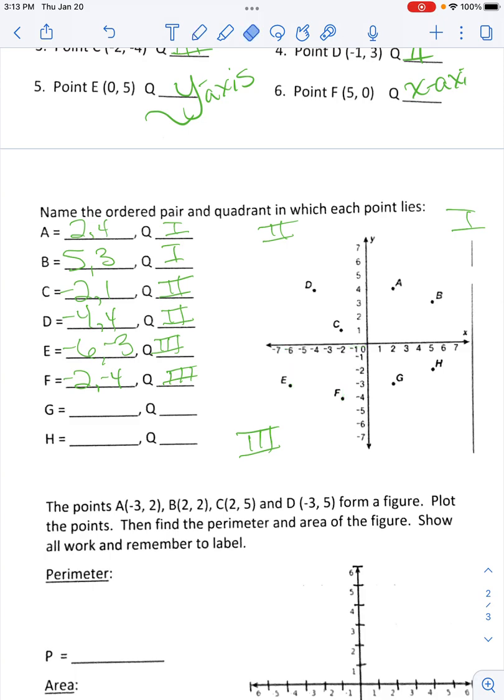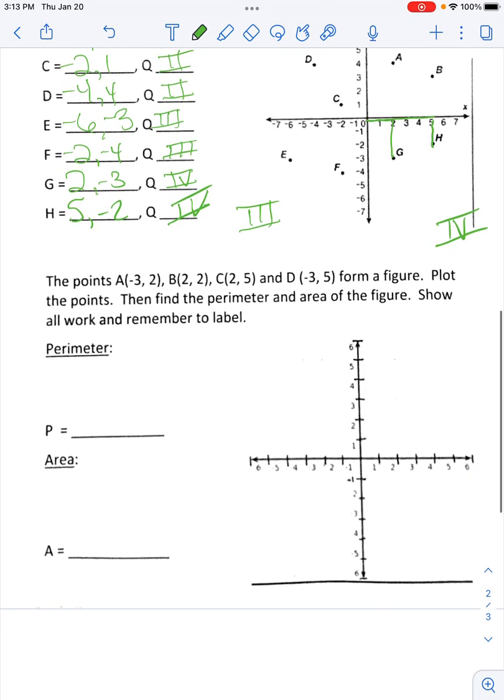And then finally, G and H are in quadrant 4. G would be +2, -3. And H would be +5, -2. +5, -2. Quadrant 4.